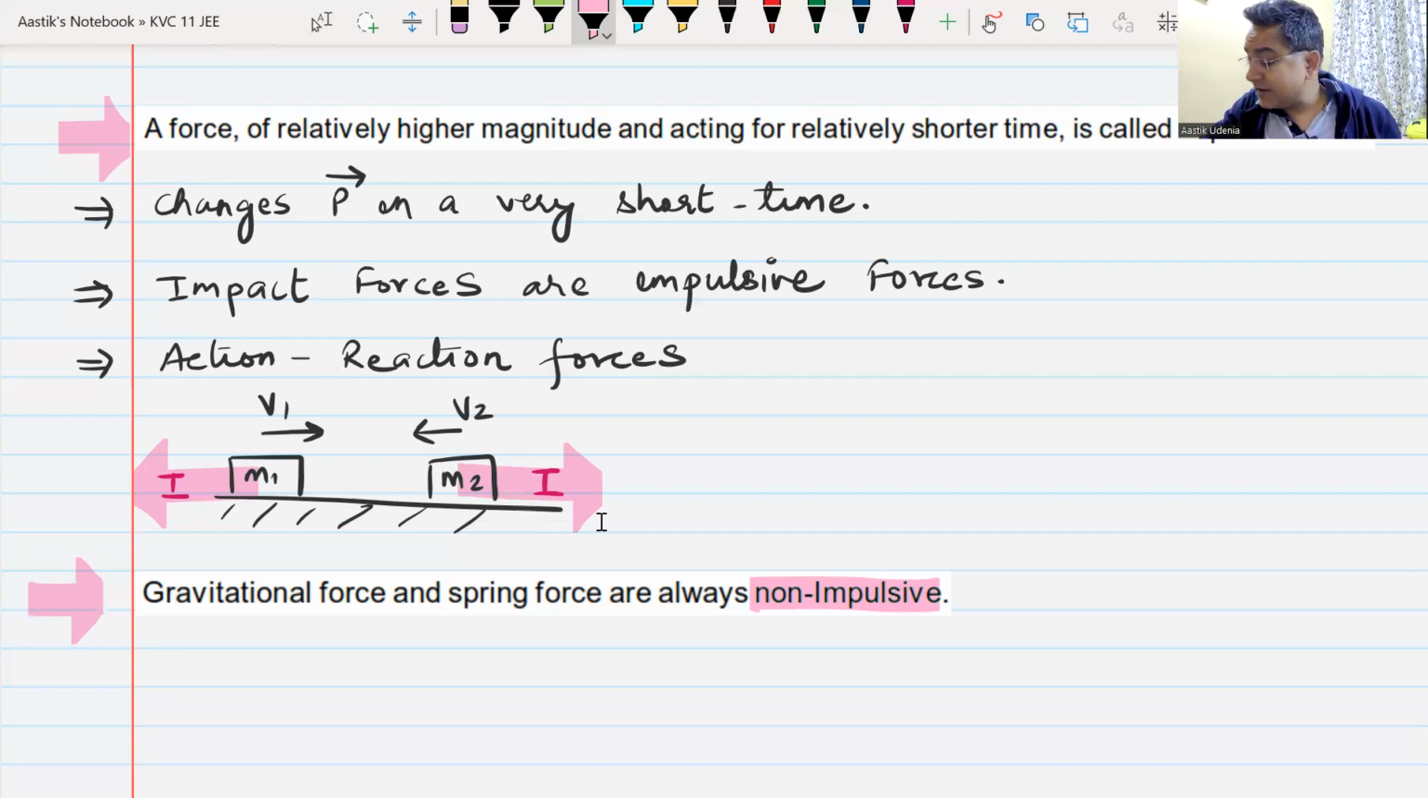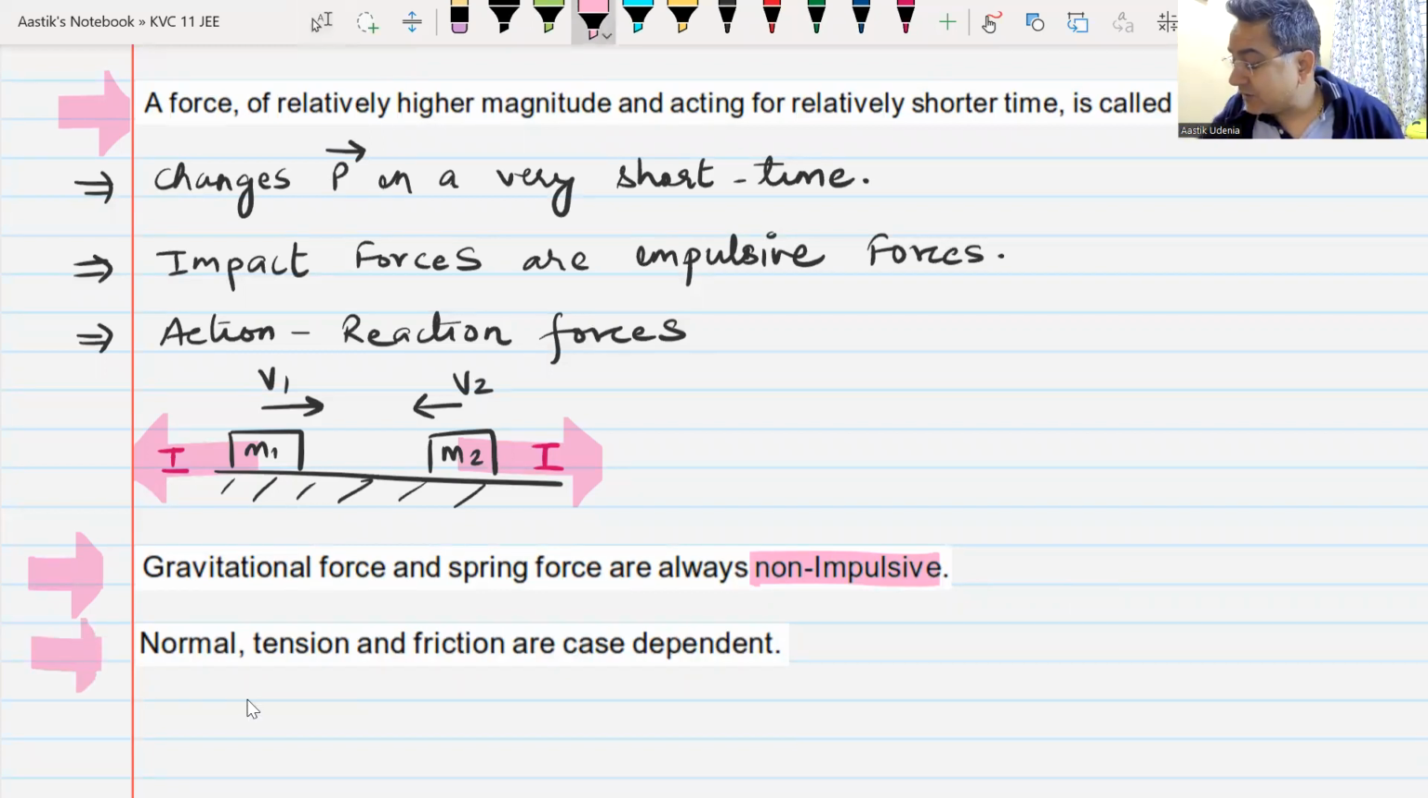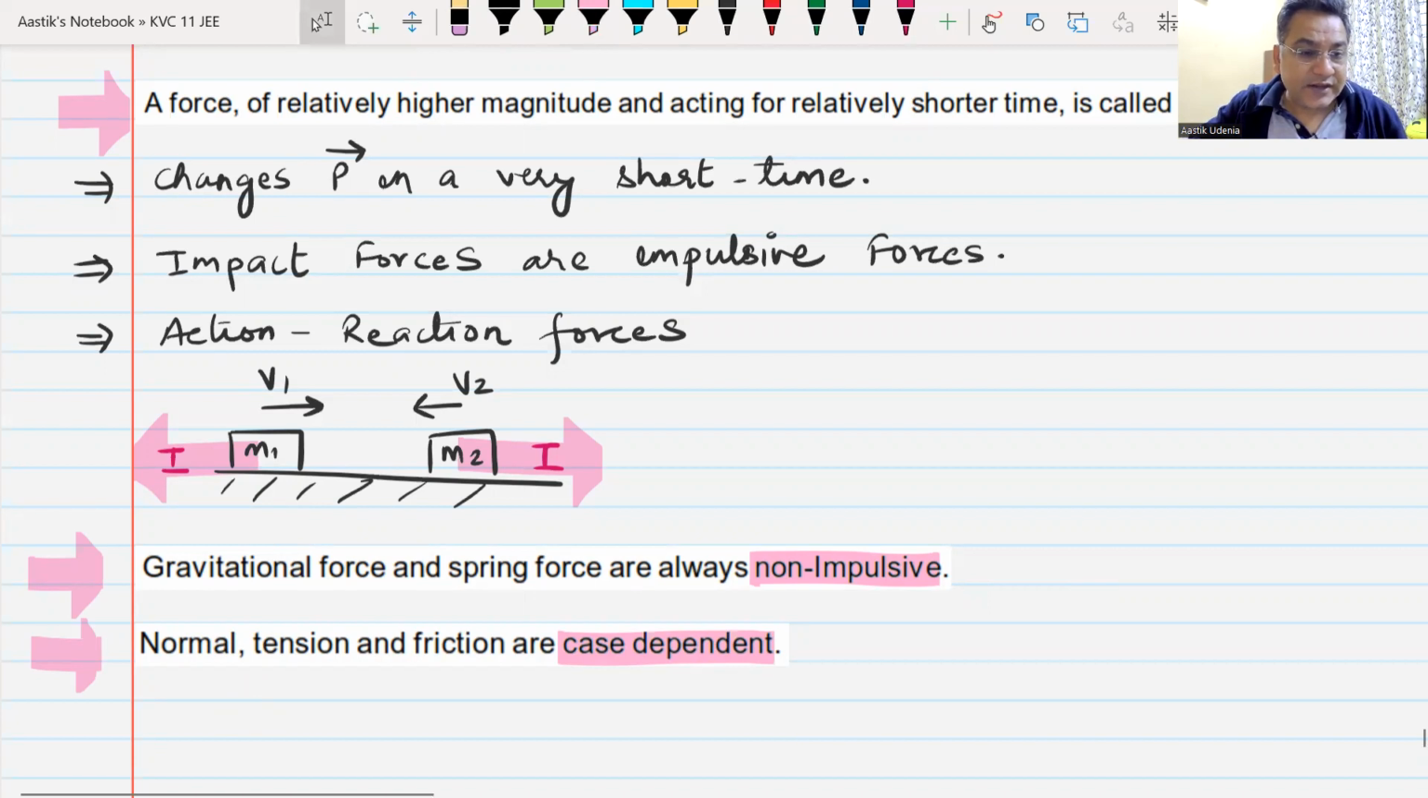Then what forces are impulsive? Whatever is remaining are all impulsive forces. Normal reaction, tension, friction, all these are impulsive forces, but they are also case dependent. Sometimes they are impulsive, sometimes they may not be impulsive. We will see the cases when they are impulsive, and also the cases where they are not impulsive. But whatever happens, gravitational and spring forces are never impulsive.